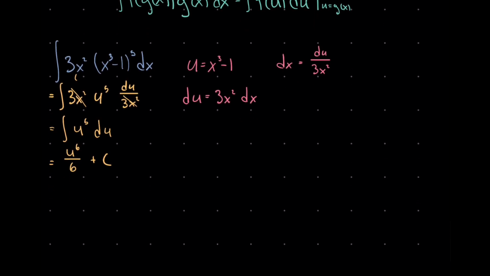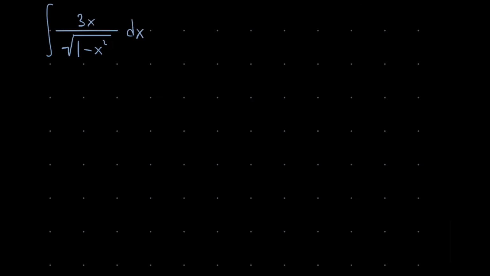And our last step is to take our substitution, our u, in this case x cubed minus 1, and replace it for u in our last expression. So we have that this is equal to (x cubed minus 1) to the power of 6 over 6 plus some constant c. So let's move on to a slightly harder problem this time.